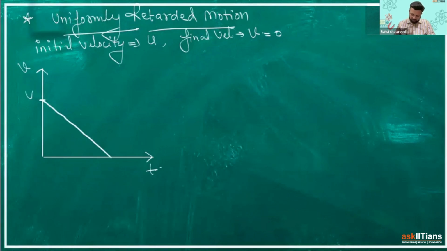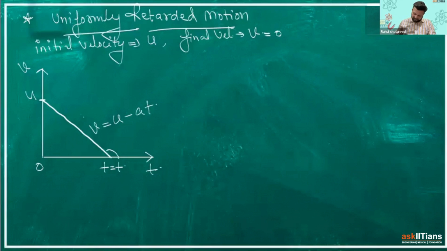Initial velocity is u, and after some time t, its velocity is becoming 0. So this is making a negative slope. Since it is making a negative slope, you can write here v is equal to u minus at, right? So the slope is negative, the slope is this one.